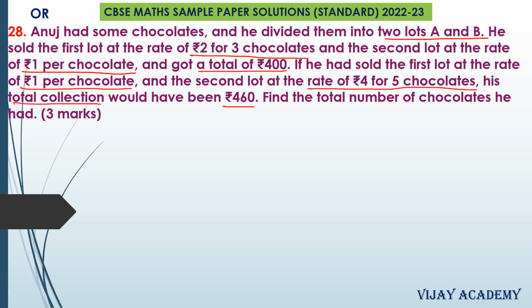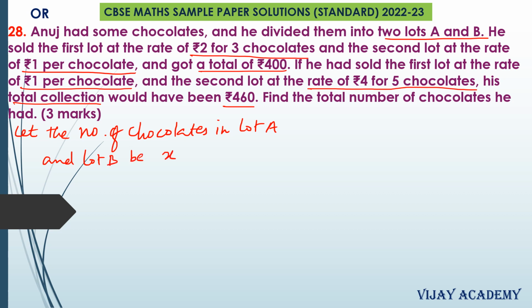Here, let us take the number of chocolates in lot A and lot B as x and y. So let the number of chocolates in lot A and lot B be x and y. Therefore, we can write the total number of chocolates as x plus y. Now let us go to case 1.